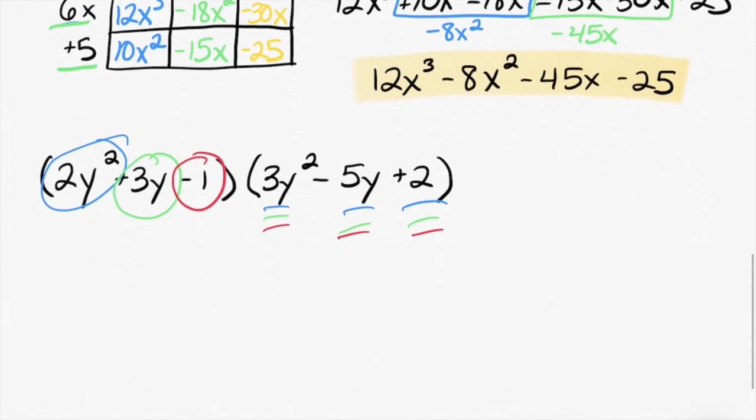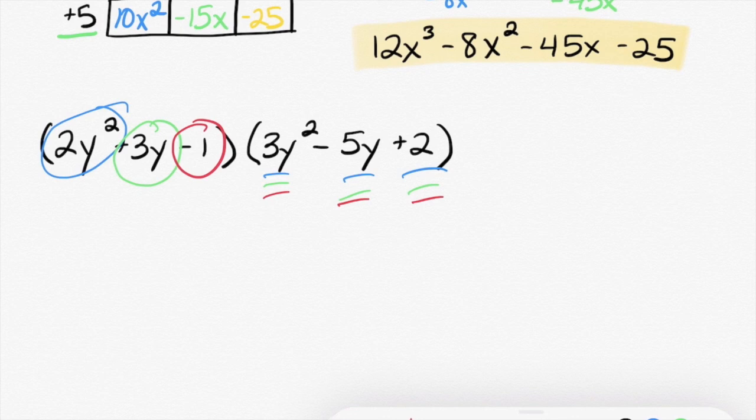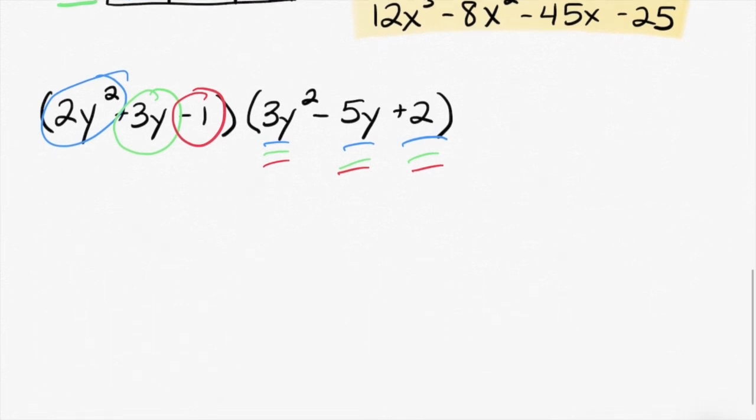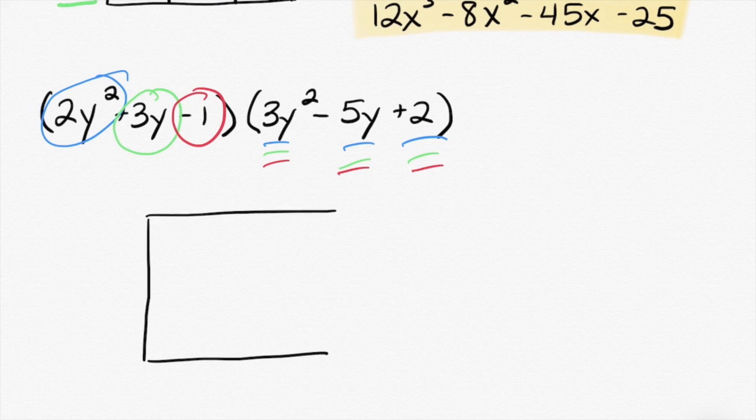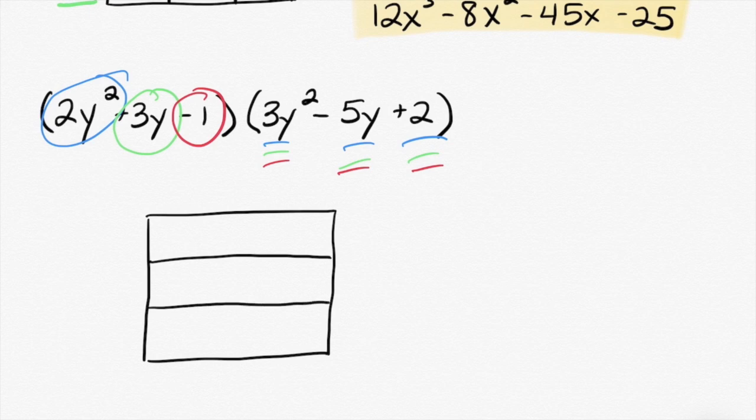How big is my box going to have to be? 9 numbers. 9 boxes, so it's a 3 by 3, because this is a trinomial multiplied by a trinomial. So I'm going to use the box to try to get the right answer.